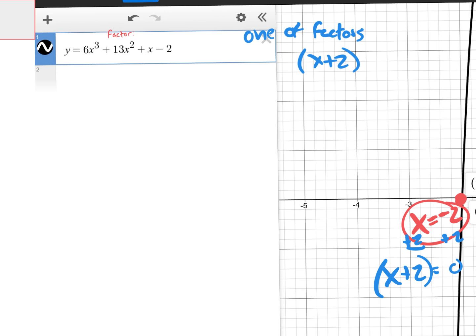Pretty cool, right? Now, you're probably thinking, well, yeah, but that's just one of the factors. So, like, let's do something really basic. What are the factors of 21? What times what is 21? 3 and 7, right? So if I say 21 divided by 7, am I going to have a remainder?